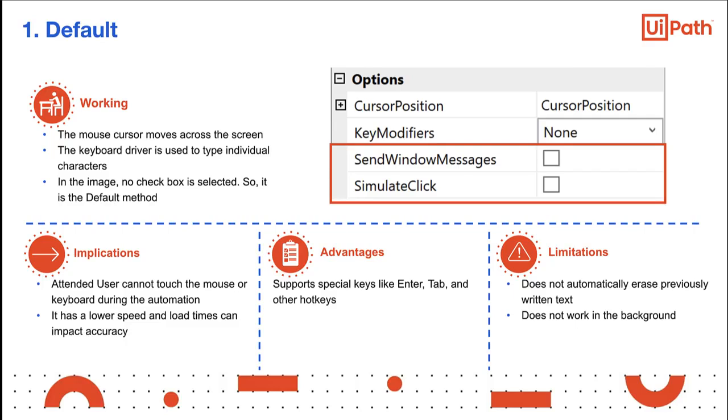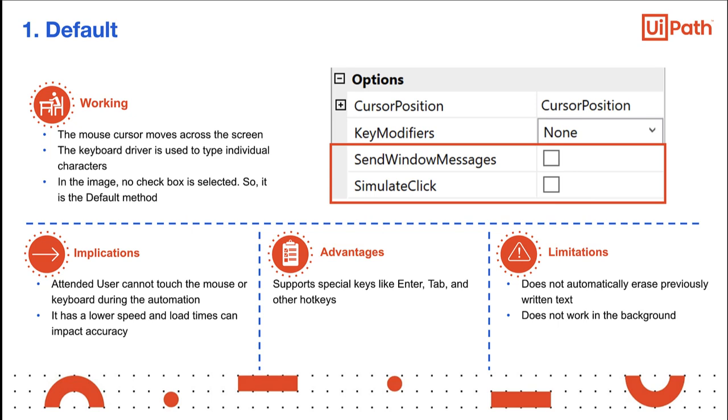The default method captures human actions performed with a mouse and a keyboard. It has an advantage over the other two methods that it uses the keyboard driver through which it can replicate the touch of every key, including special keys. Also, this method is 100% compatible with all applications.